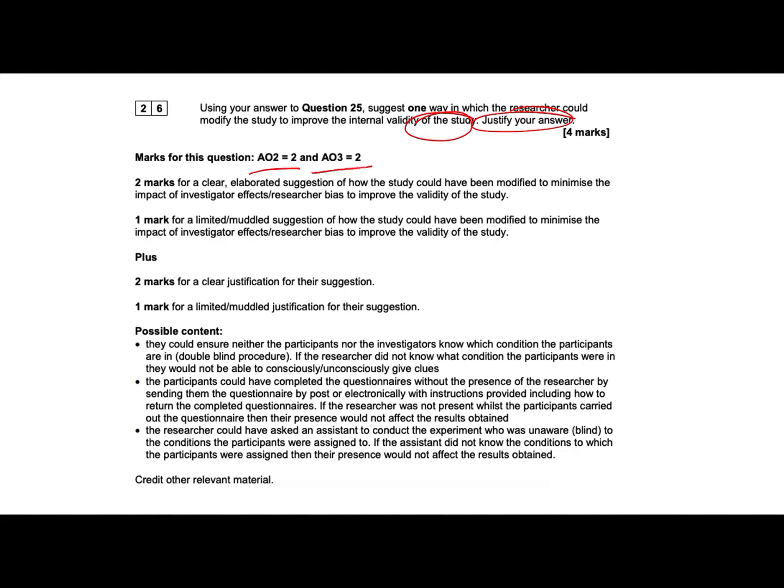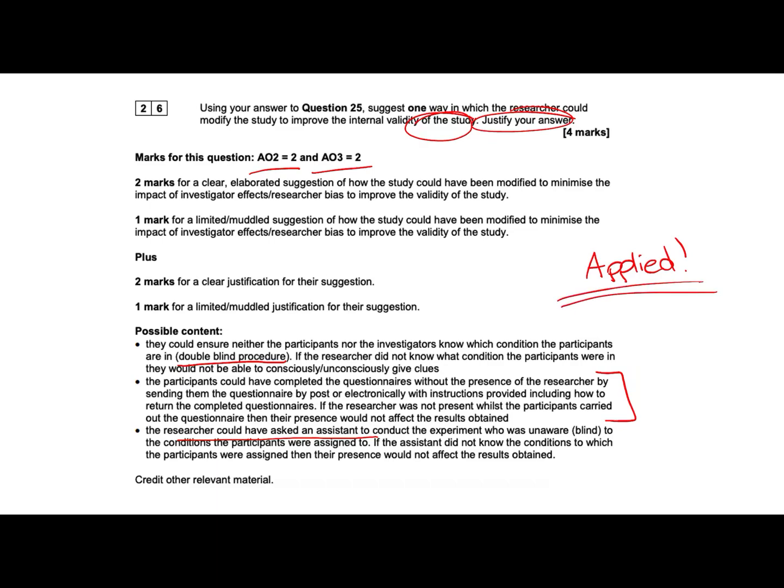So, you need to say something like, they would use a double-blind procedure, so the investigators and the subjects don't know which condition they've been allocated to. This could be done by using a research assistant to conduct the experiment and to issue the questionnaires to participants, and this person would be blind to the conditions of the research. And you could say that they could do it in a different room without the researcher there, so therefore the researcher's behaviour couldn't unconsciously influence participants' responses, etc. So there were lots of things that you could have said for this one, but it was absolutely crucial that you applied to the scenario.